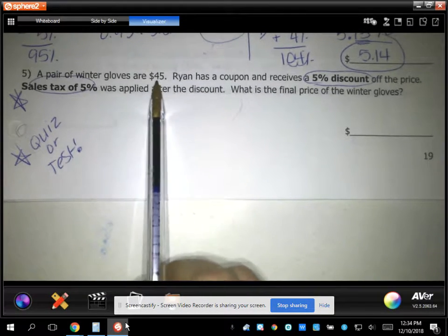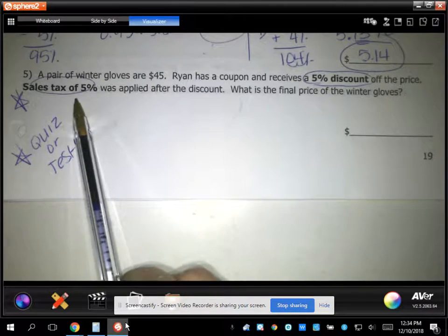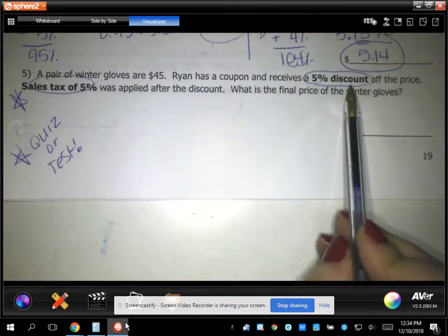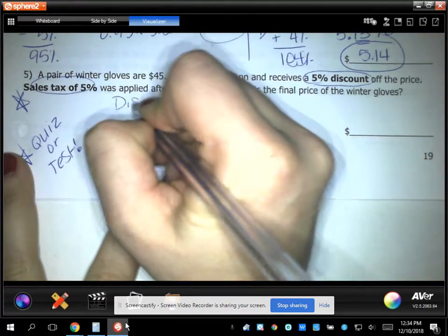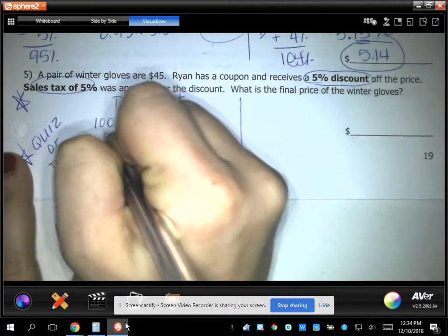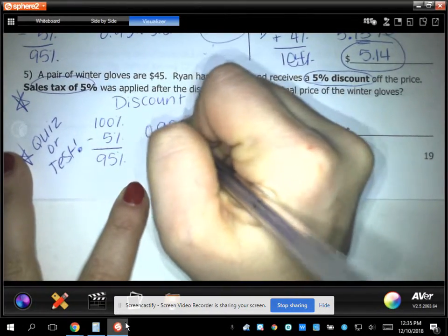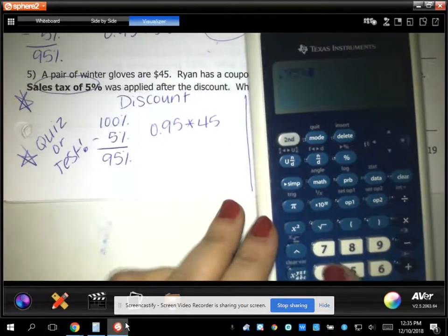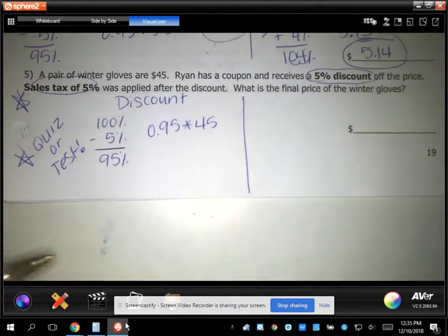So wait a minute, the gloves are $45. They're going down 5%, then they're going back up 5%. Do you think the price is going to be $45 again after the discount, but then with tax? Let's see. So first, let's find the discount. So if it's 5% off, that means I was going to pay 100%, but it's 5% off, so I only have to pay 95%. So I'm going to find 95% of $45. 0.95 times $45 is $42.75.